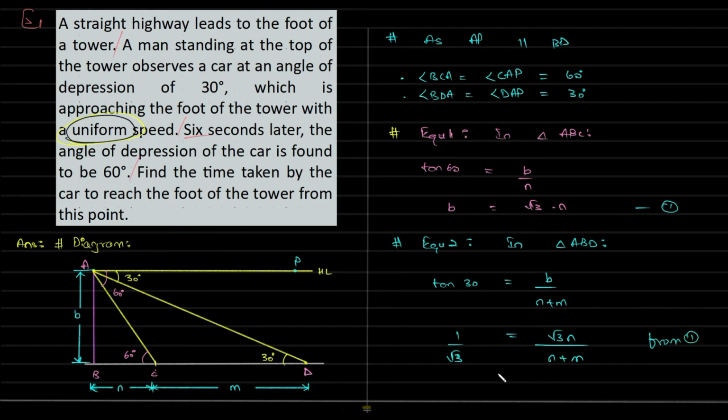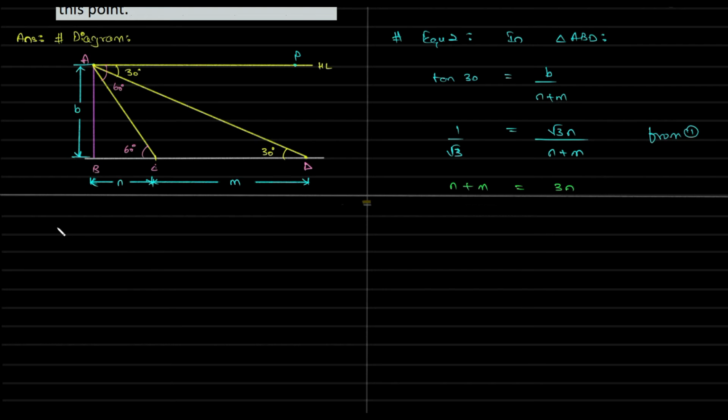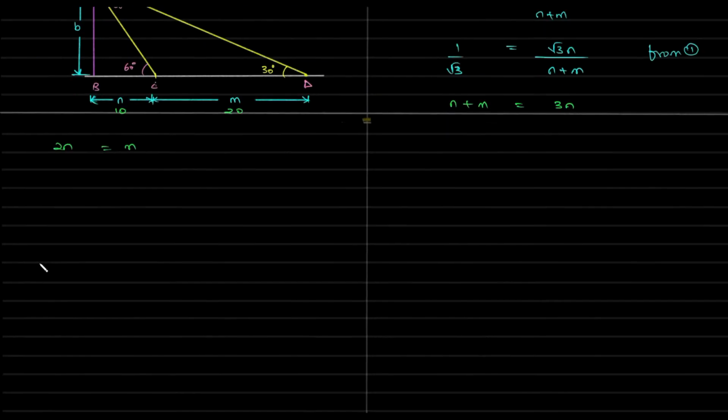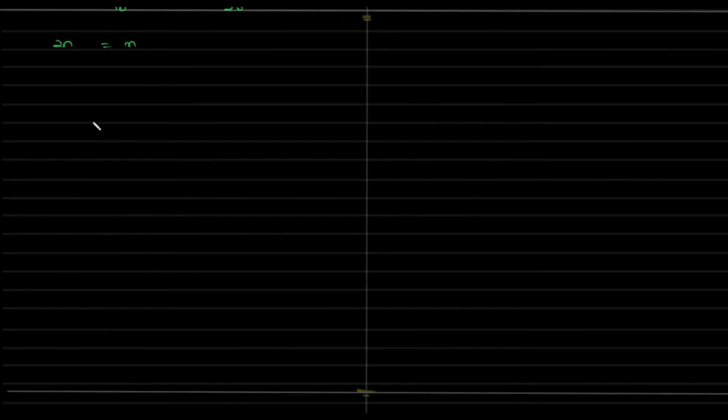So now all we have to do is cross multiply. N plus m is equal to root 3 into root 3, which is 3, into n. So now just rearrange: 2n is equal to m. That is, if n is 10 meters, this is 20 meters. Right? Obviously, what does your common sense tell? If I take 6 seconds to reach from D to C, I'll take what? 3 seconds to reach from C to B. Right? That common sense, we have to write it in a mathematical form. That's all. Okay? That's the whole funda.